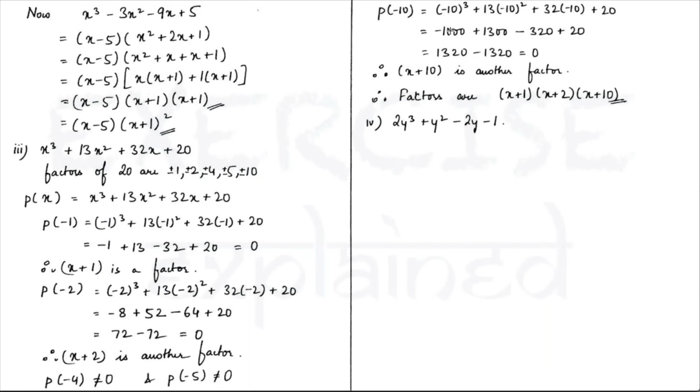So minus 1000 plus minus 320 gives us minus 1320, and 1300 plus 20 gives us 1320. So 1320 minus 1320, we get 0. So we can tell x is equal to minus 10. If minus 10 comes to the other side, we get x plus 10 is equal to 0. So we have got three factors here. One is x plus 1, one is x plus 2, and one is x plus 10. So these are the three factors.